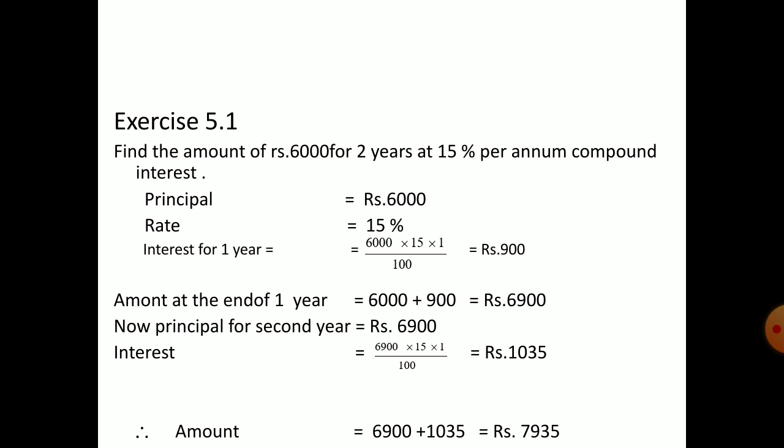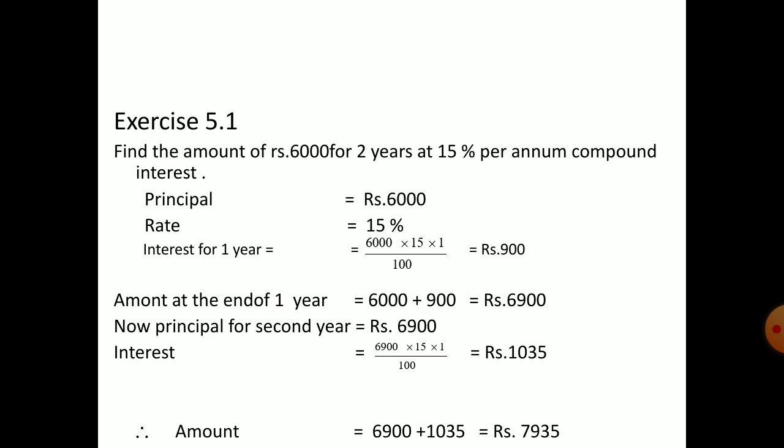So now let us start with exercise 5.1, then you will be able to understand what is compound interest here. Okay. The first question is find the amount of rupees 6,000 for 2 years at 15% per annum compound interest. What is the principal given here? That is rupees 6,000 and the rate is 15%. Interest for 1 year is equal to 6,000 into 15 into 1 upon 100. That is by the formula P into R into T by 100. So you got the interest for 1 year is rupees 900.